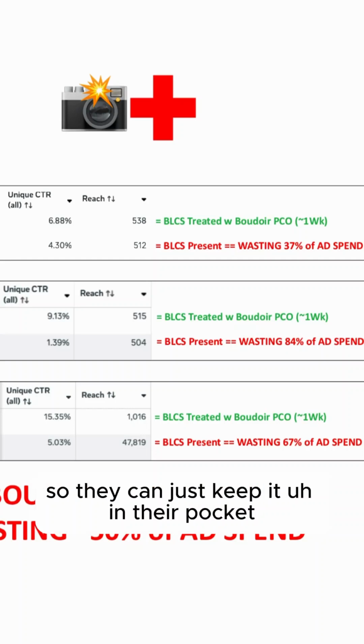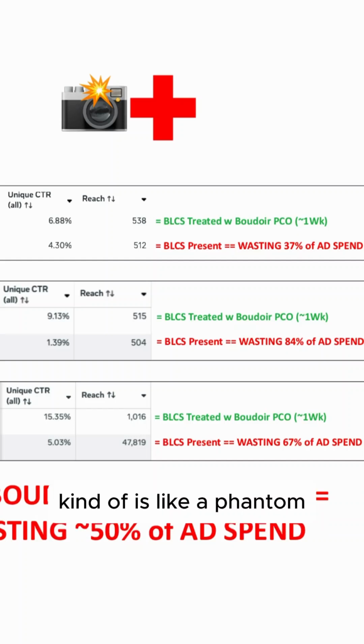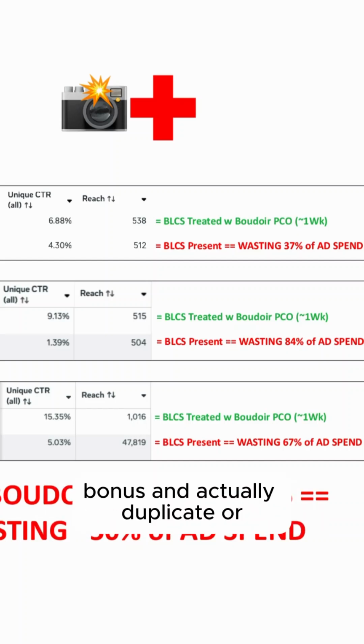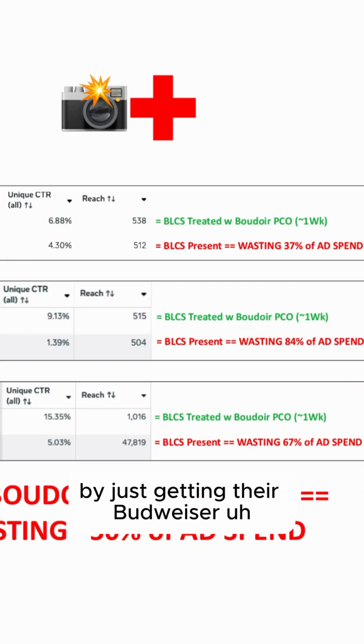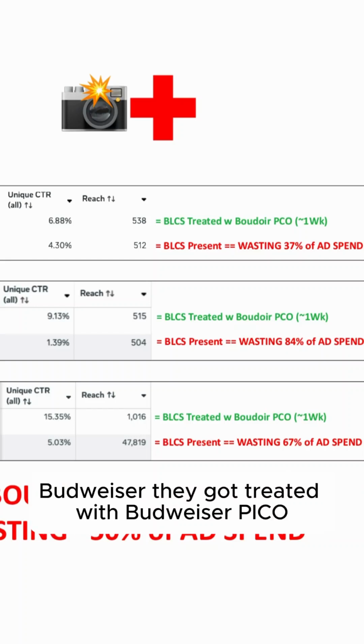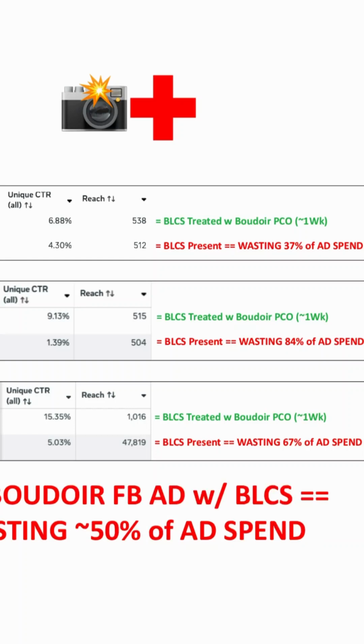So they can just keep it in their pocket as a phantom bonus. After 12 months, it's a 100K phantom bonus by just getting their Boudoir Facebook ad treated with Boudoir Pico.